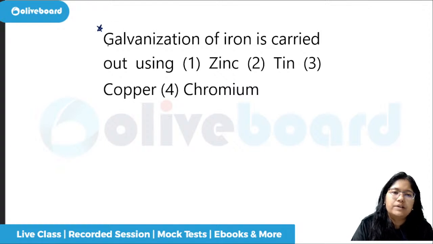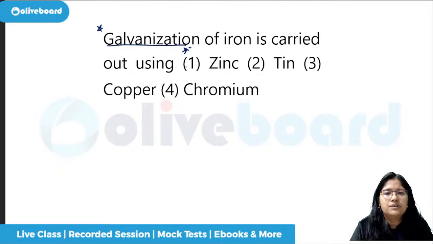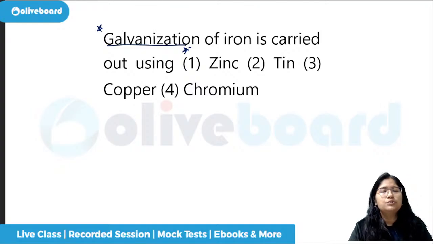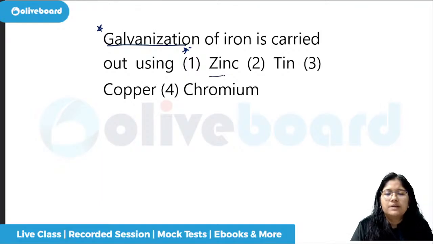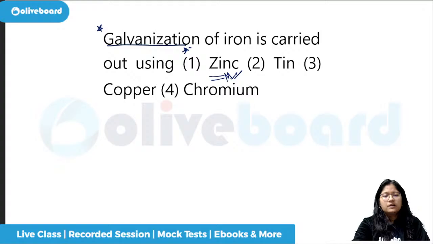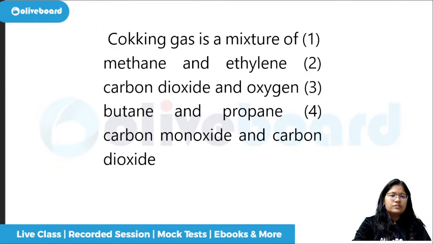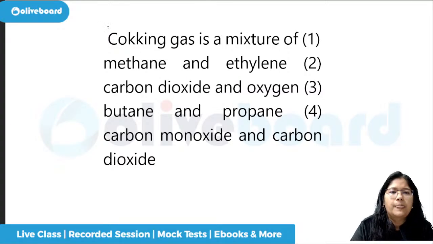Next question is about galvanization. So what is used in galvanization? It is used for preventing rusting of iron. A coat is used. So galvanization of iron is carried out by using what? It is carried out by using a zinc coating. All right. Zinc coating is done so that the rusting of the iron will not happen.